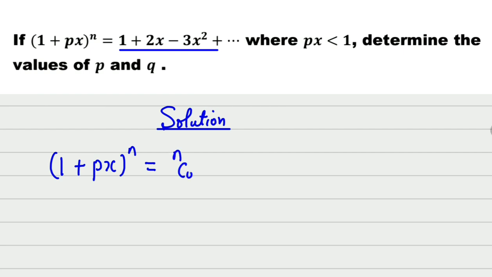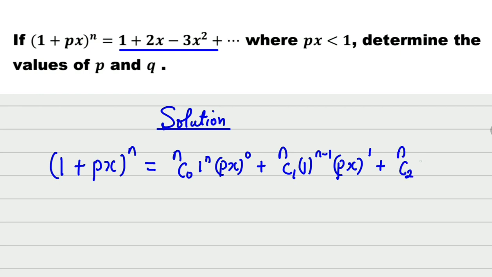This is going to be n combination 0, so that we have 1 all raised to power n, then we have px all raised to power 0. Now, the second is n combination 1, then we have 1 all raised to power n minus 1, the power reduces by 1, while for this term, the power increases by 1. Plus, we have n combination 2, then we are going to have 1 raised to power n minus 2, then I have px all raised to power 2.